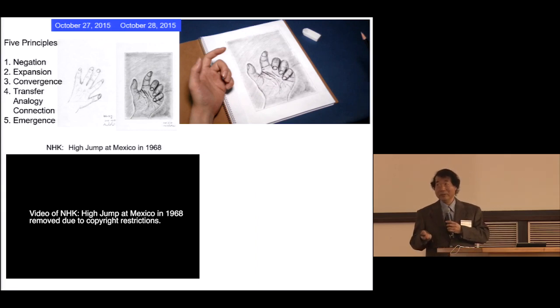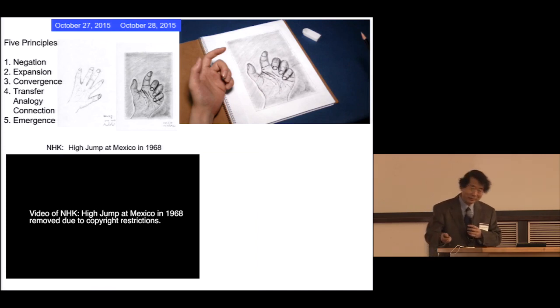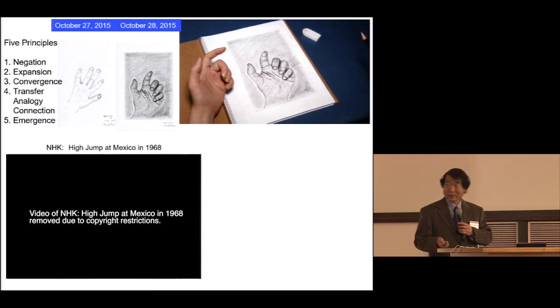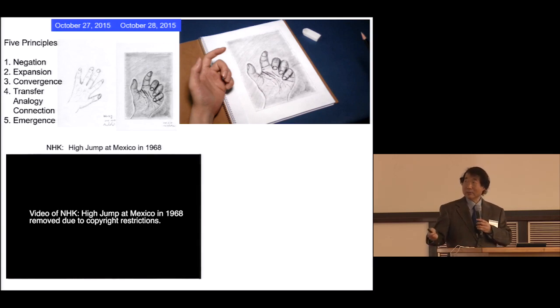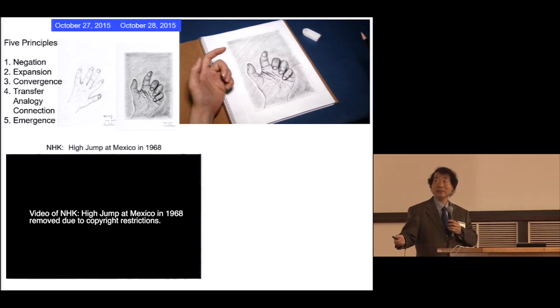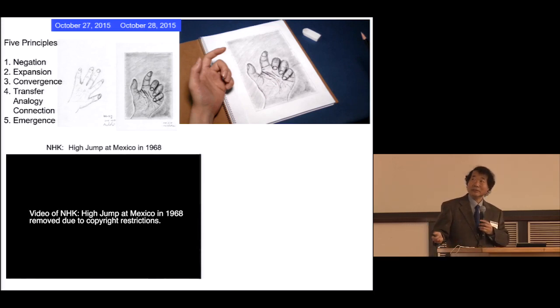Many athletes showed us very low high jumps, except for Dick Fosbury. He revolutionarily created a completely new jump. It started based on negation. And after many trials and errors, it relates to expansion. Finally he got the good jump at the convergence.